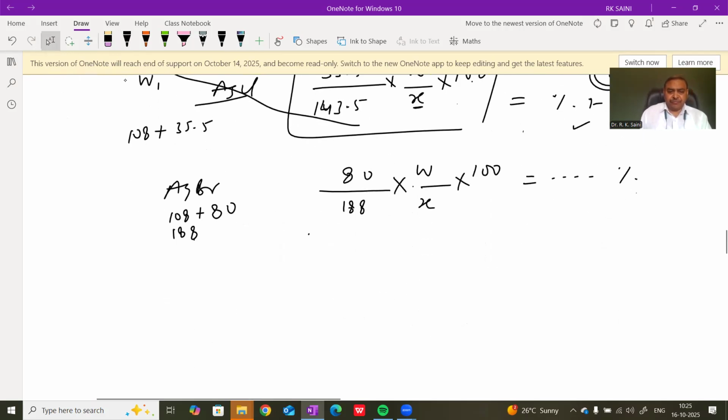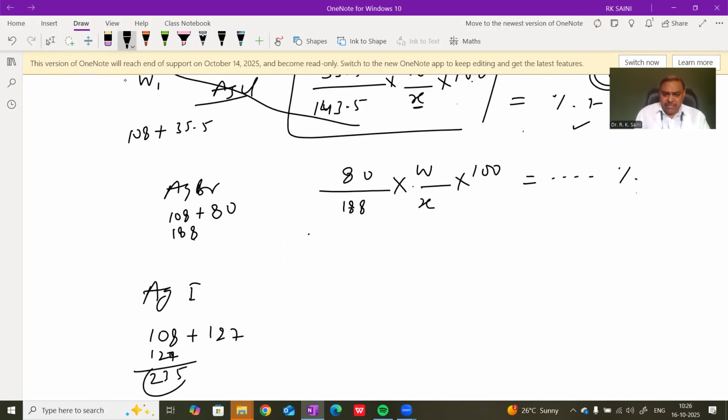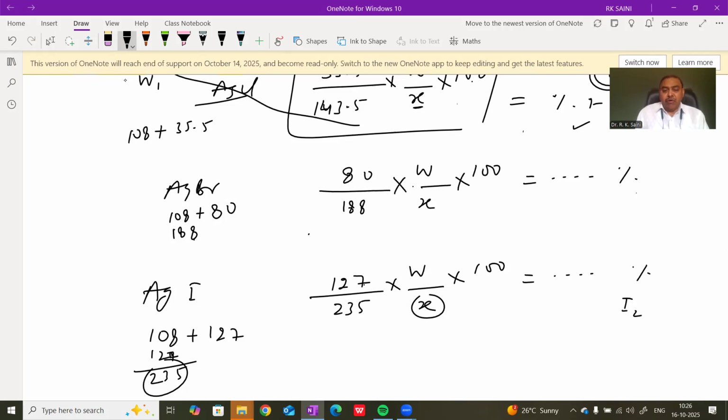In case of AgI, silver iodide, the weight of silver is 108 and iodine is 127. Therefore, the total weight is 235. In 235 gram of AgI, iodine is 127 gram. In W weight of AgI, what is the amount of iodine? This iodine comes from X gram of organic compound. Therefore, the percentage of iodine in organic compound is calculated with this formula.